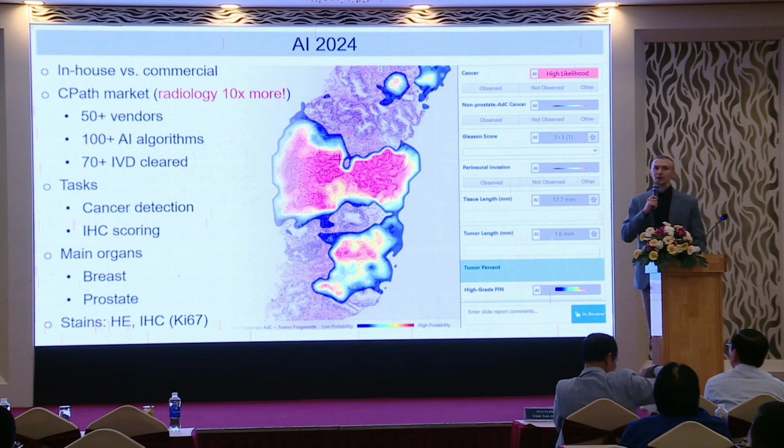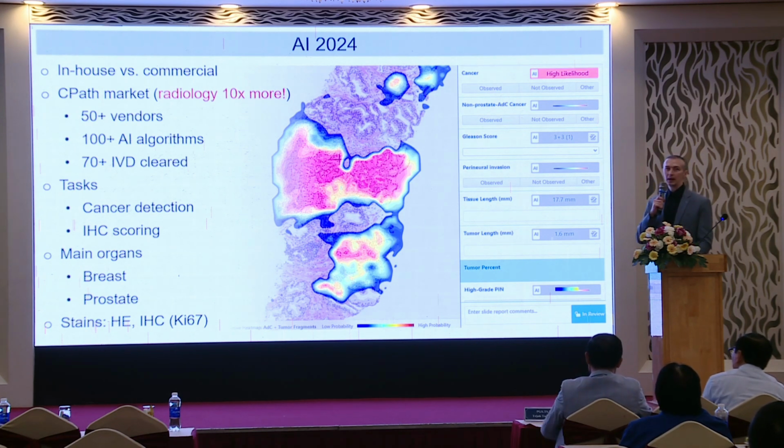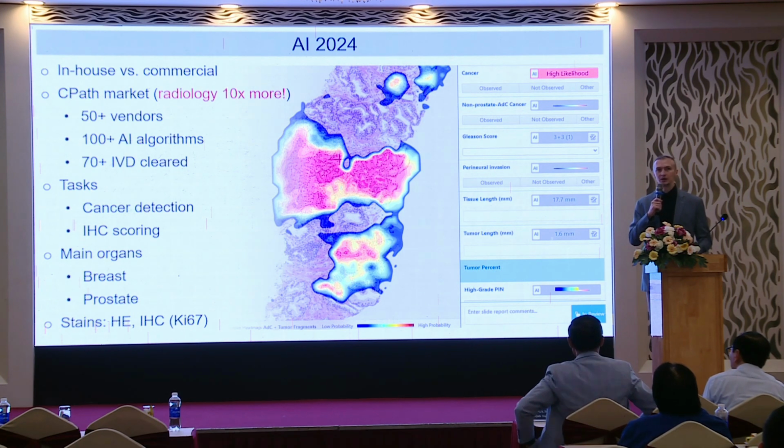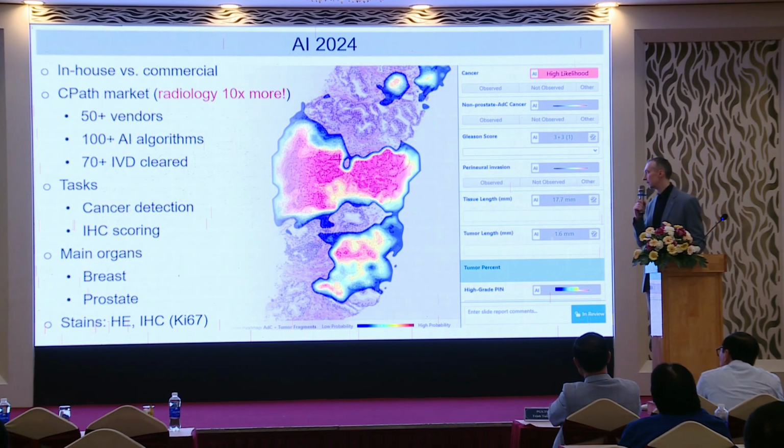The major tasks those commercial tools are dealing with are cancer detection and also scoring of immunostains. Basically, two main organs, if I have to choose only two, are breast and prostate. And AI is dealing with HE-based digital slides, HE stain, and also with immunostains, basically with Ki-67.